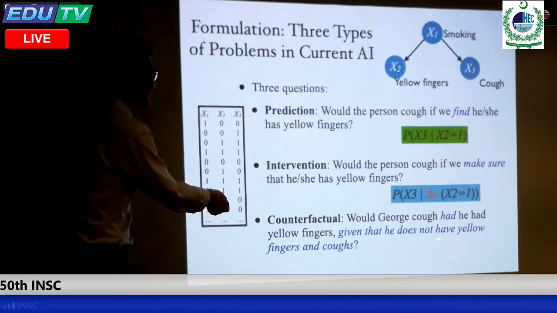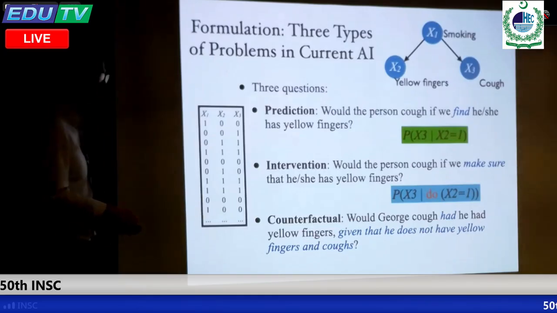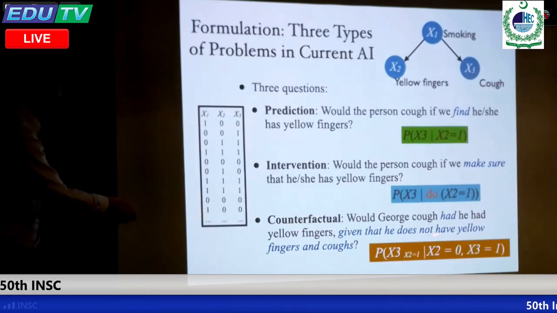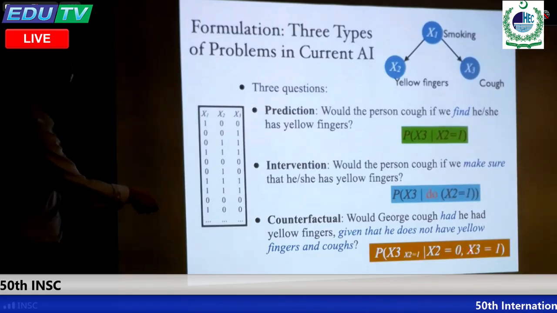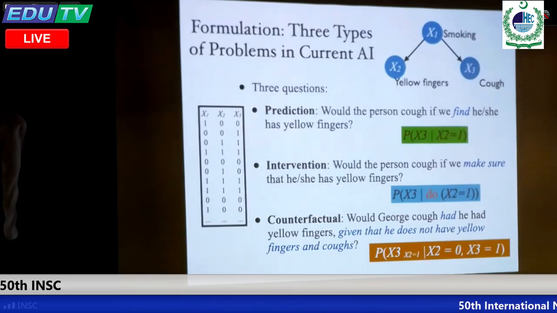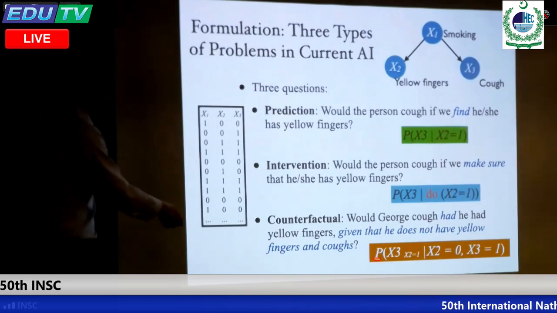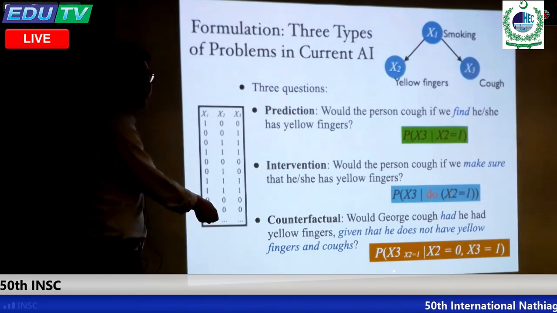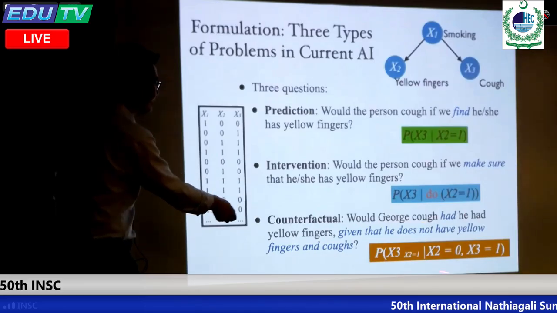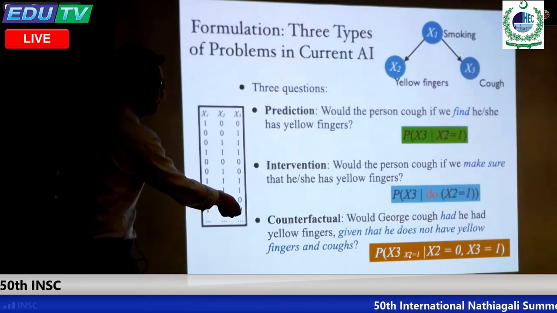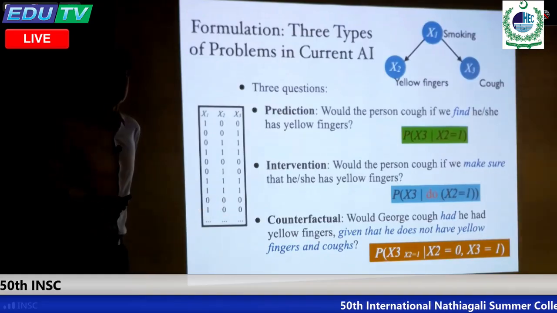Intervention. Given that he does not have yellow fingers and coughs, so we observe something about George. This person, George, does not have yellow fingers and he coughs, right? And given that, we are trying to see what would have happened to the same person if something had been different. So what if, would George cough had he had yellow fingers? We do an intervention here and we try to see whether the person coughs.